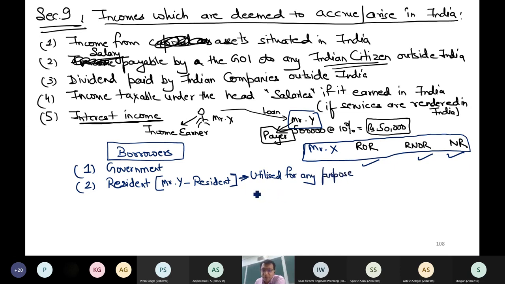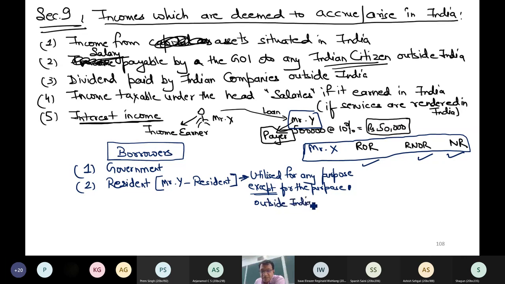I am now Mr. Y. It can be utilized for any purpose, except only one thing should not be covered, except for the purpose outside India. Simple point is this. The technical part I will show you in the bare act: except for the purpose outside India.